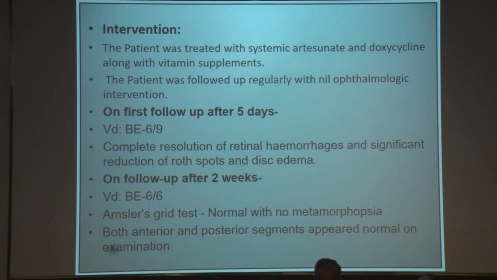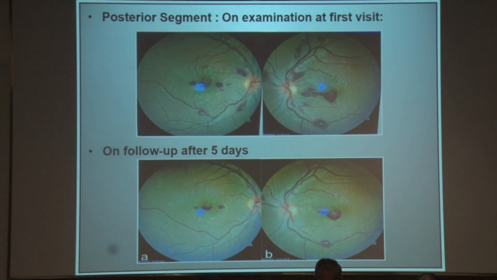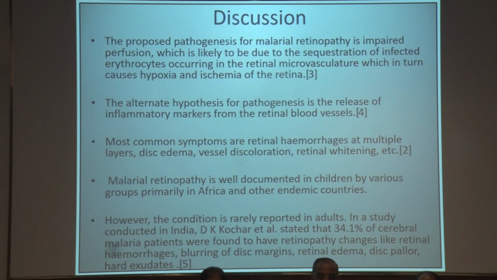was normal with no metamorphopsia, and both eyes' anterior and posterior segments appeared normal on slit lamp examination and fundus examination. So these are the pictures of fundus at presentation. The first picture is at presentation, and the second picture is at follow-up after 5 days. And after 2 weeks, the patient had completely normal anterior and posterior segment findings.